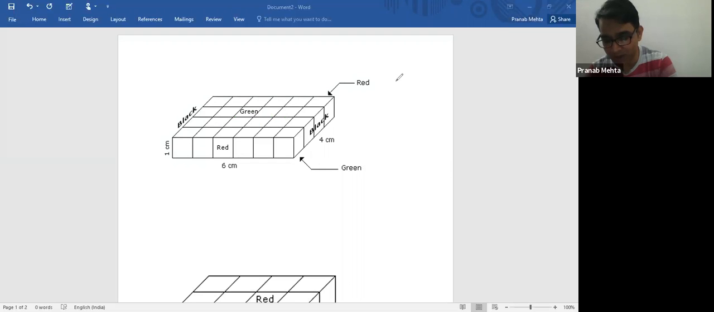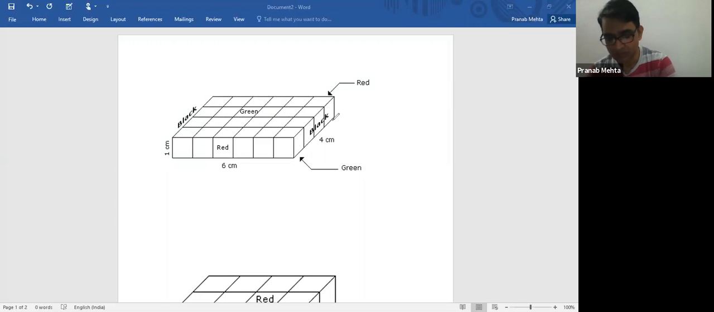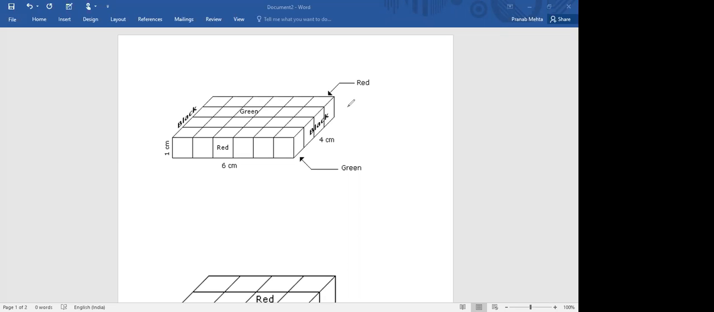Question number 5. How many cubes will remain if the cubes having black and green color are removed? If black and green color cubes are removed, how many of them will remain? Total, how many cubes will be left? Tell me how. 16. What is the logic? Sir, black and green color means the 4 edge cubes.